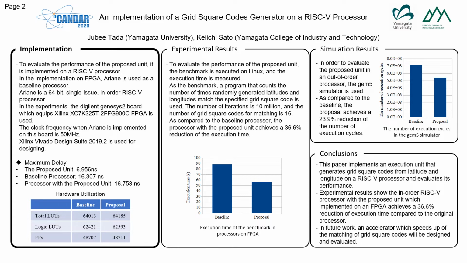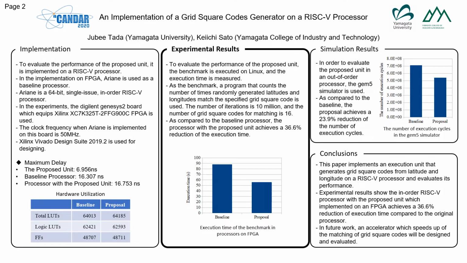As a result of logic synthesis, the proposed unit uses 104 LUTs, and the maximum path delay is 6.956 nanoseconds. The maximum path delay of the proposal is 16.753 nanoseconds, while it is 16.307 nanoseconds for the baseline processor. As compared to the baseline processor, the number of LUTs is increased by 172, and the number of flip-flops is increased by 4. It is because the instruction decoder becomes complicated for decoding a new instruction, and the multiplexer is needed for implementing the proposed unit on the ALU.